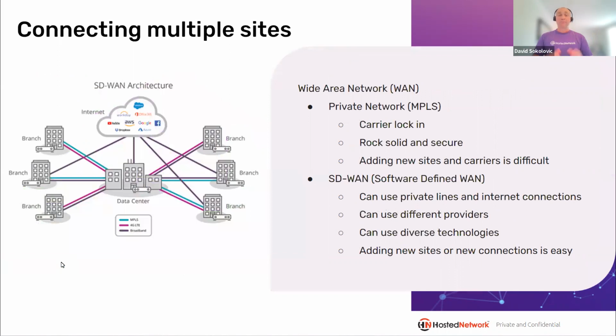Now, if you need to connect multiple sites, you can do that via 2 different ways. You can do it via a private network or via SD-WAN. Both have pros and cons, and you can read those on the slides there. I like the idea of SD-WAN because you can connect multiple different providers and different technologies together with an intelligent overlay. Any adds, moves, and changes can be done easily with SD-WAN, whereas with a private network, it tends to be more set in stone and stuck with the same provider.